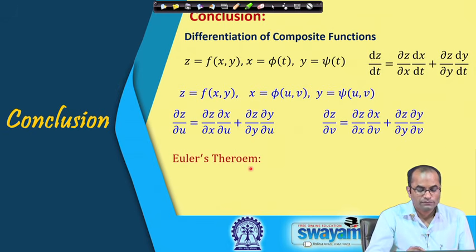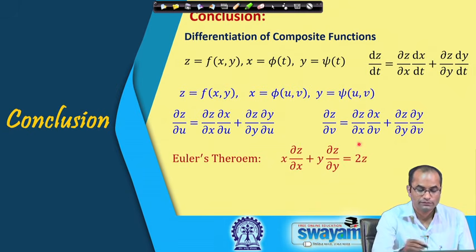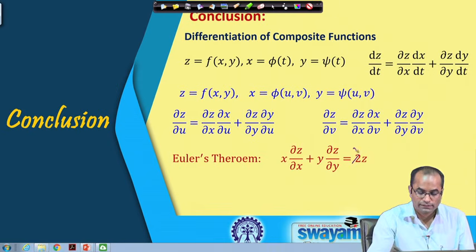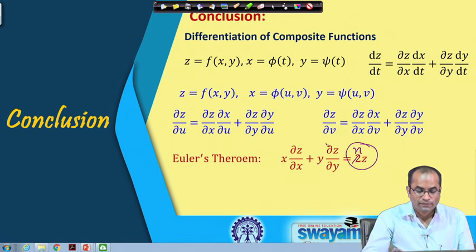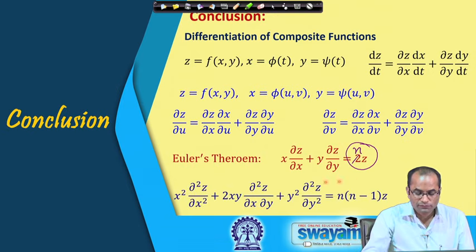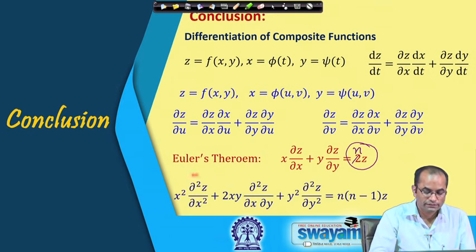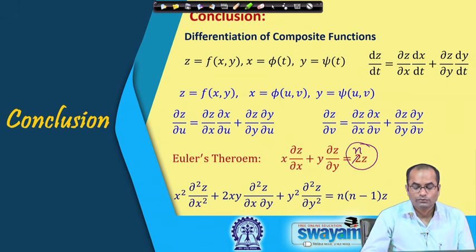And then Euler's theorem for homogeneous functions: we have learned that if z is a homogeneous function of order n, then x times the partial derivative with respect to x plus y times the partial derivative with respect to y will be equal to nz. There was also a generalization, that we can get the second order derivatives as n into n minus 1 times z, when z is a homogeneous function of x and y of order n.